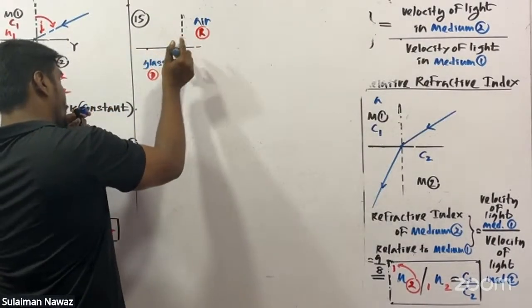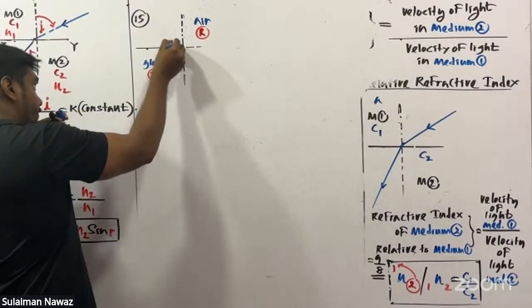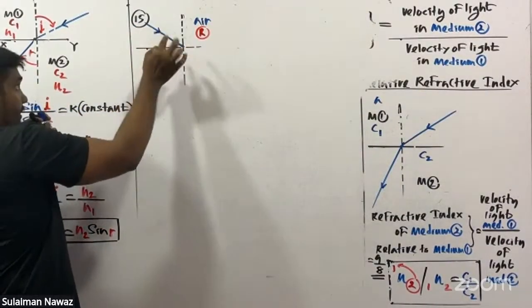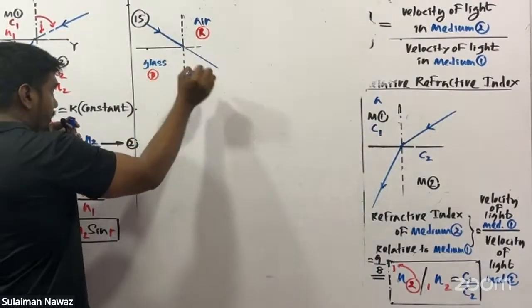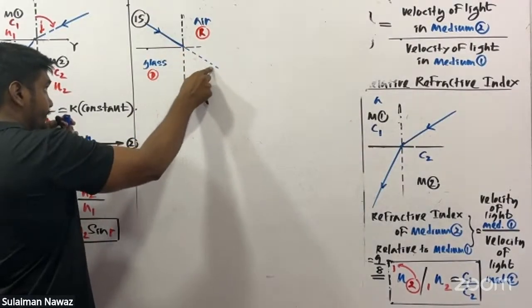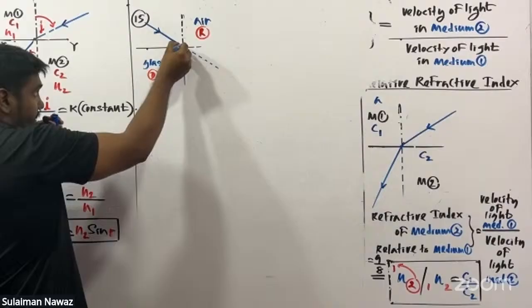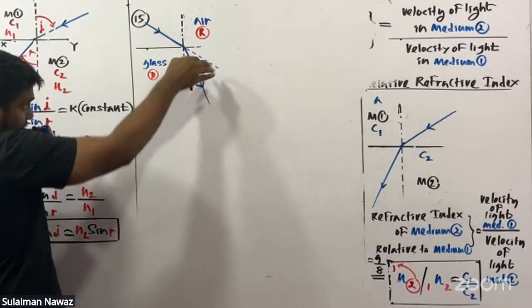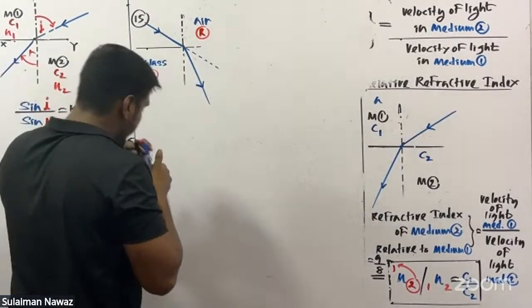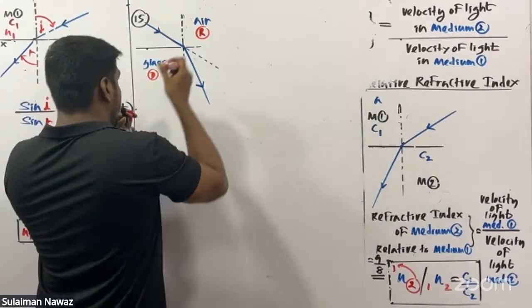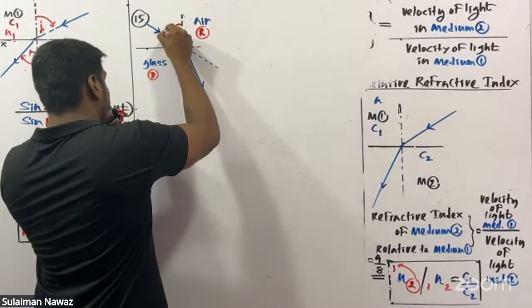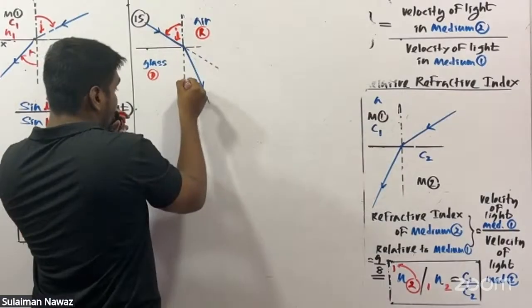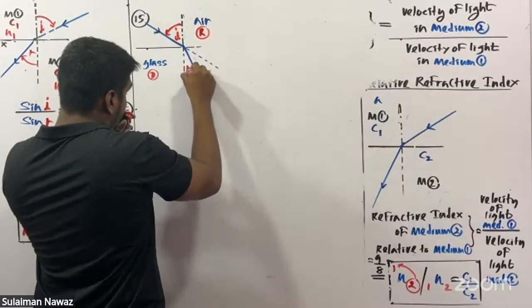Do the diagram. It's okay. Nice. Light ray enters from rarer to denser. Light ray bends towards normal. So then the angle measured from normal to the incident ray is I, and the angle measured from normal to the refracted ray is R.